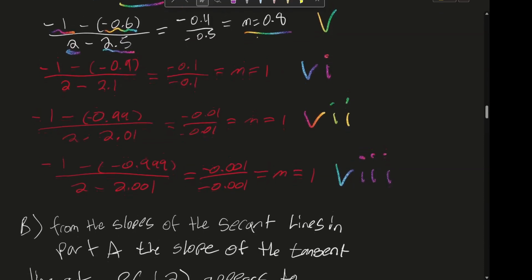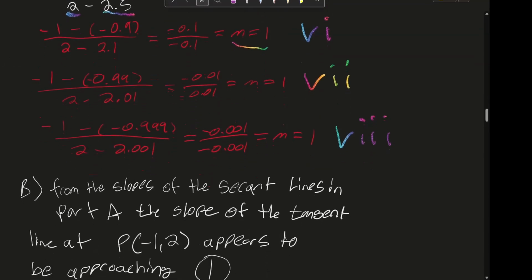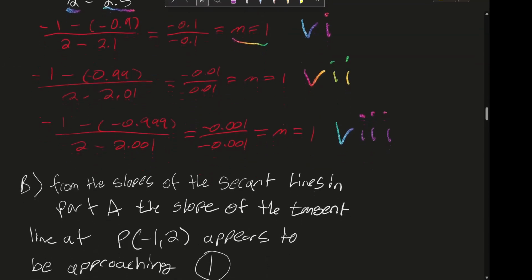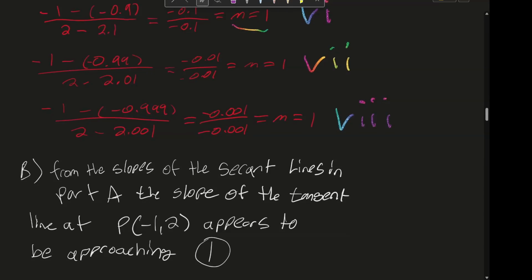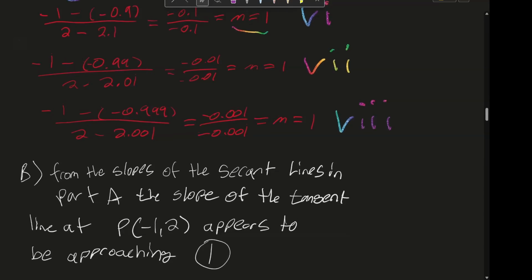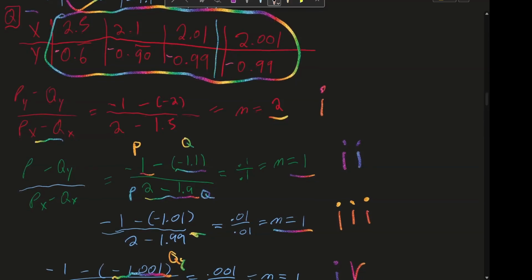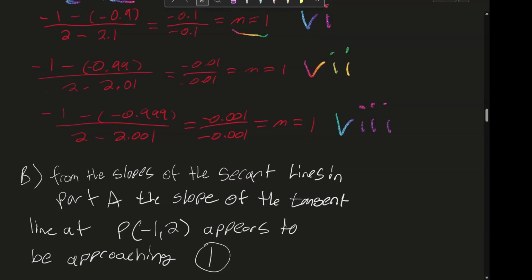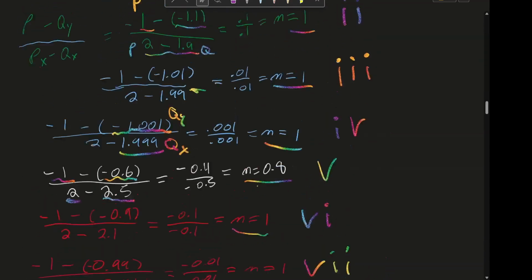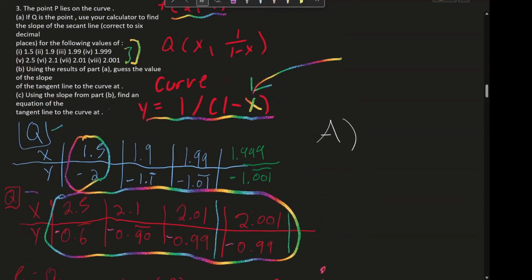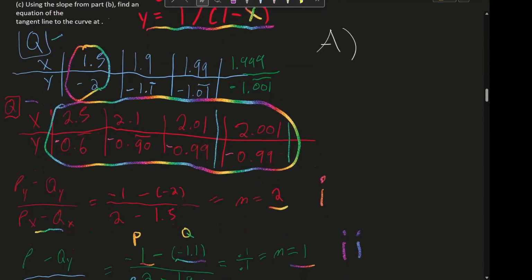For part 6, the method is the same. Your slope comes out to 1. And the same for part 7 and 8. Your ordered pairs change, but the method is the same, and your slope comes out to 1. So part B is asking, using the results of part A, guess the value of the slope.